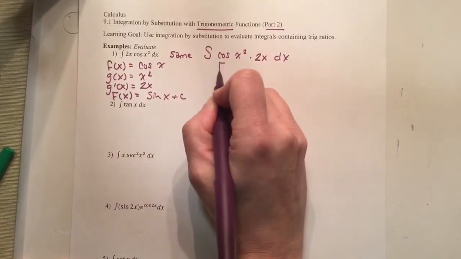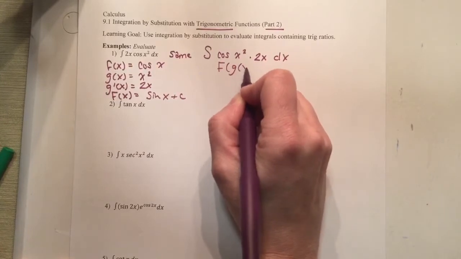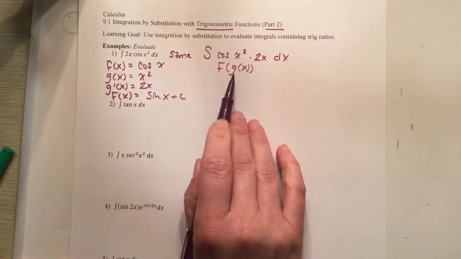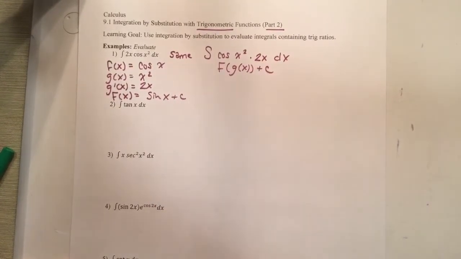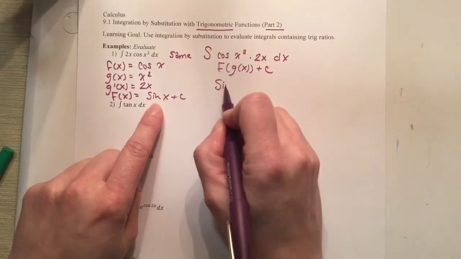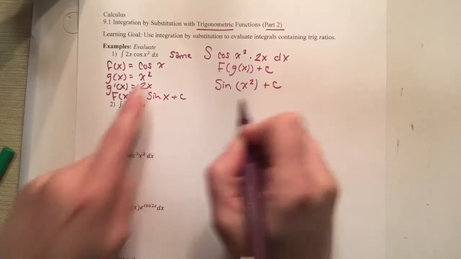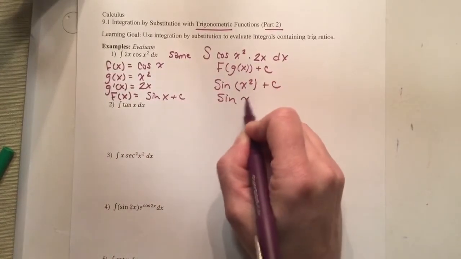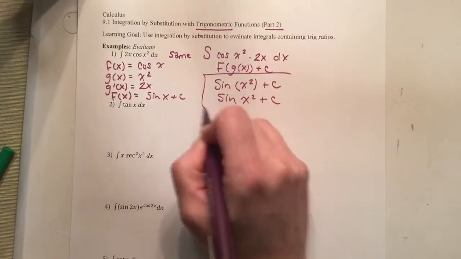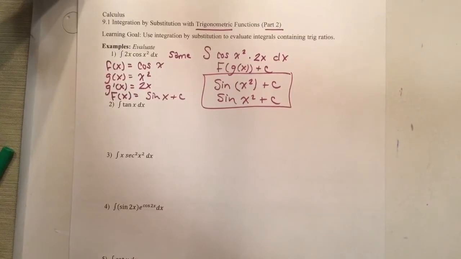Now it's the same thing. You take the antiderivative of f of x, substitute in g of x, and don't forget your plus c. So this is the sine of, instead of x, x squared plus c. And if you wrote that without the parentheses, you are good to go. I naturally just want to put parentheses as I substitute in g of x. Either of these options is great.